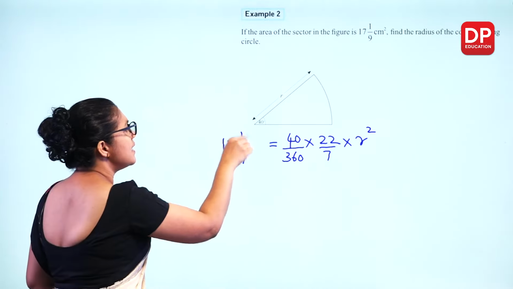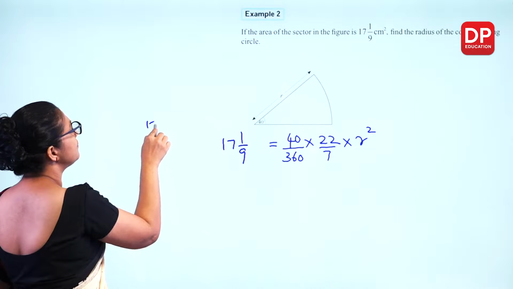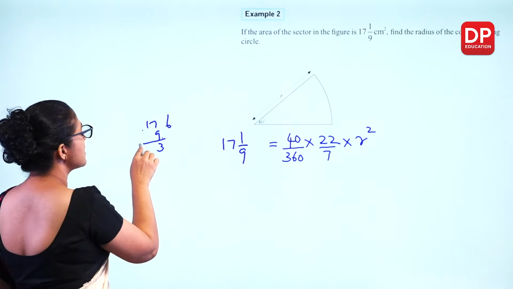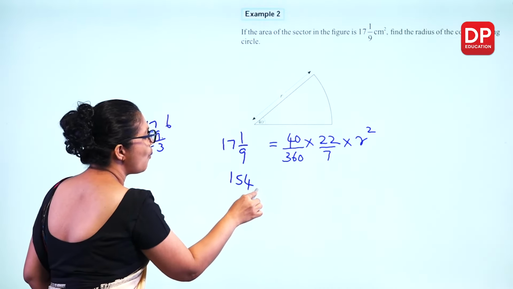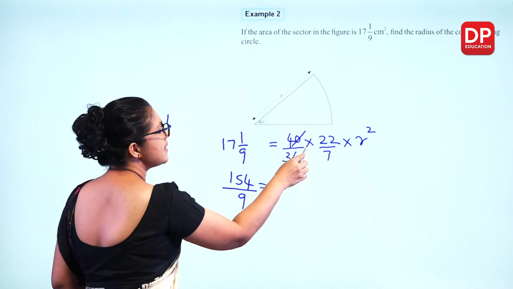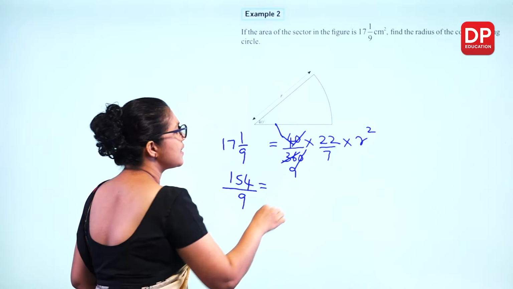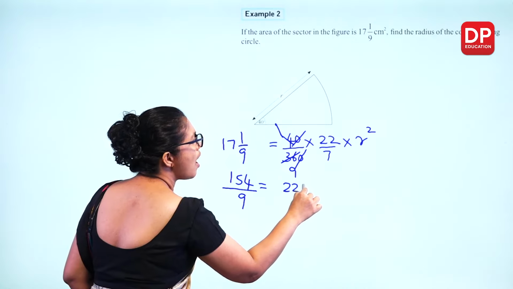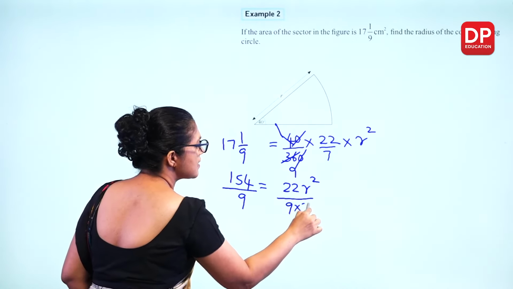So how can we simplify? First we can convert this to an improper fraction. What is 17 times 9? 153, plus 1, 154 over 9. I can simplify this side. The 0 gets cancelled out, 4 with 1, 4 with 9. So here what you get is 22 r squared over 9 times 7.